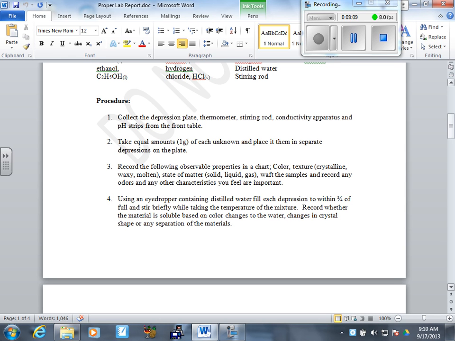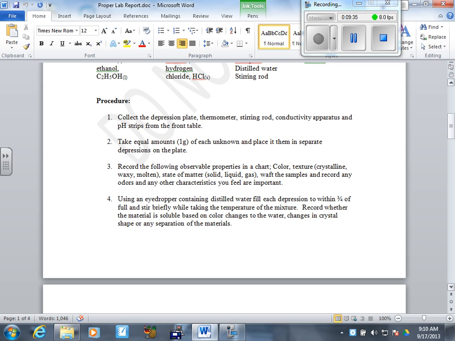All right, so step number 1, collect the depression plate, thermometer, stirring rod, conductivity apparatus, and pH strips from the front table. Take equal amounts, approximately 1 gram of each unknown substance, and place them in separate depressions on the plate. Record the following observable properties in a chart: color, texture (crystalline, waxy, molten), state of matter (solid, liquid, gas). Waft the samples and record any odors and any other characteristics you feel are important.